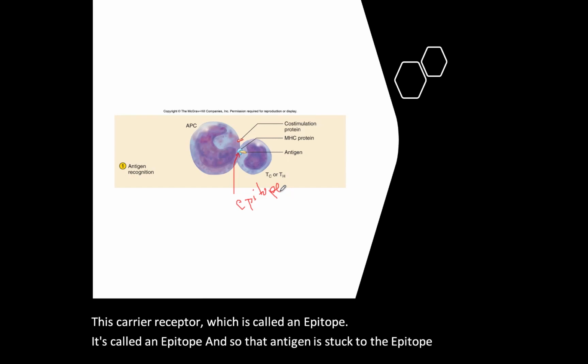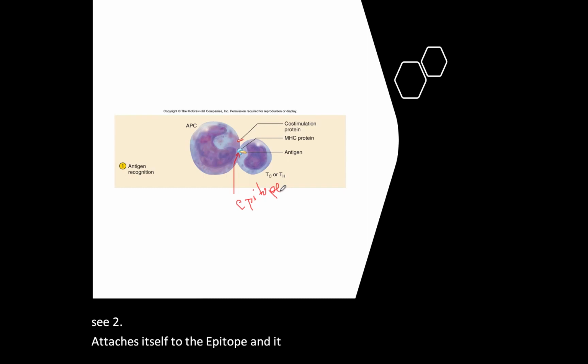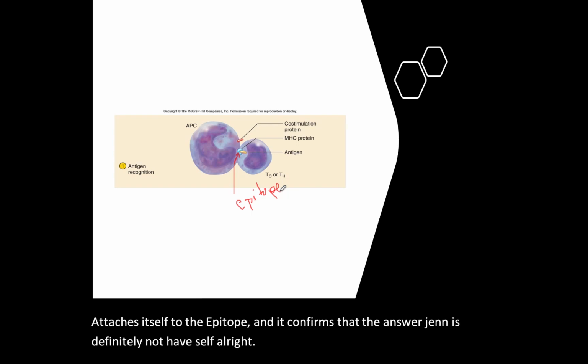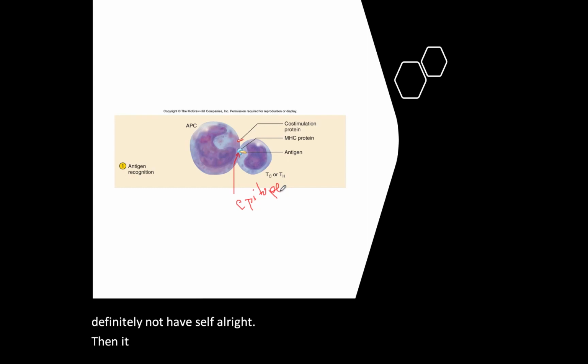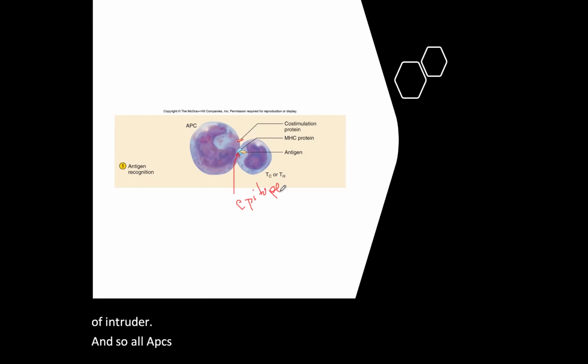The cytotoxic or the helper T cell, depending if we're dealing with an MHC1 or an MHC2, attaches itself to the epitope, and it confirms that the antigen is definitely not of self. Then it needs to double check to make sure that this APC is not some kind of intruder. And so all APCs have an additional protein that's called a co-stimulation protein. And that is what you are seeing right here. And that co-stimulation protein is simply a failsafe.